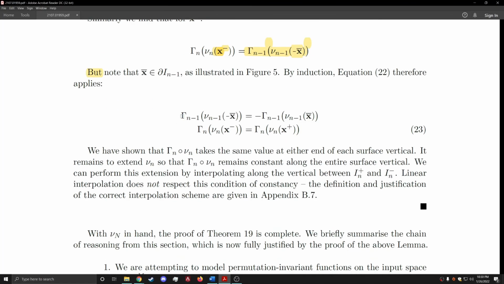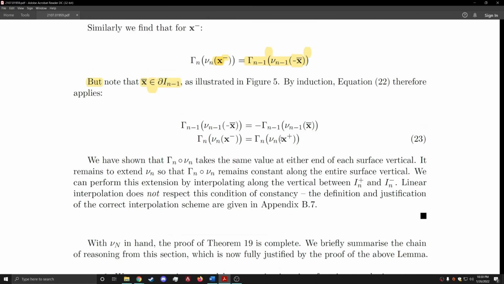So we can, let's see, x is a member of that, and as we plug it through, we are going to find that they are the same. They are exactly the same. Isn't that a beautiful thing? The negative right here and the negative right here, they just die. And so we see that it takes on the same value at the other end of each surface vertical. So basically you're just reversing.